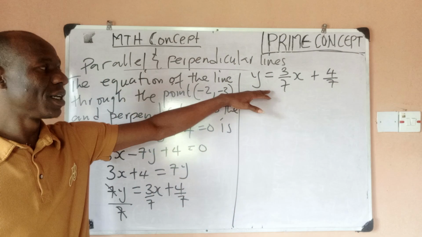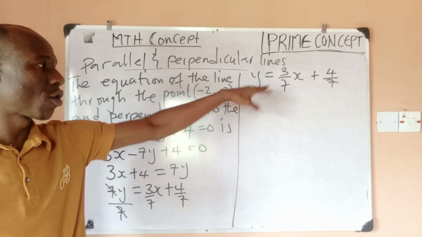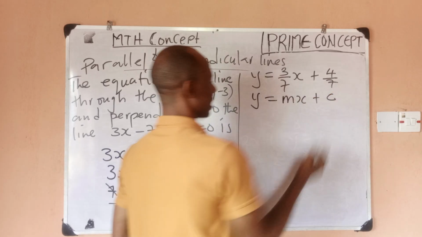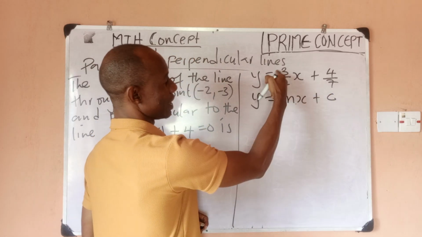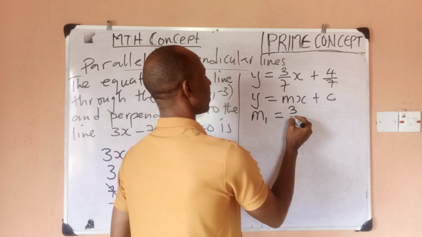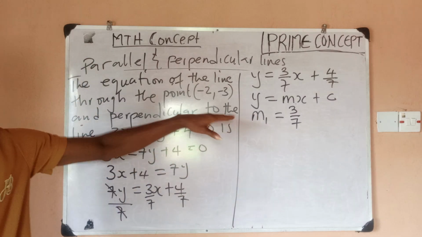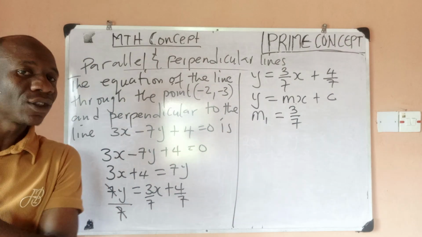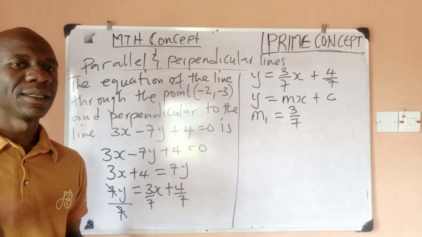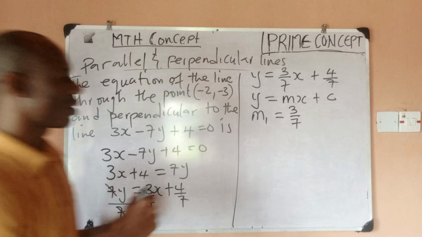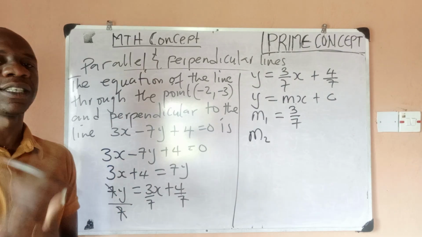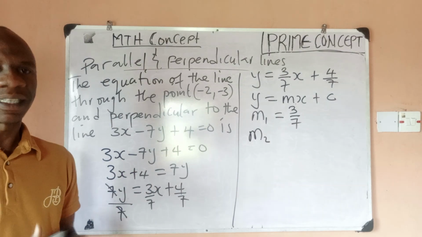Now, since I've made y the subject in the given equation, I'll compare it to the standard y equals mx plus c, and you can then conclude that the slope of this given line, which I'm going to call m1, is going to be 3 divided by 7. But is this what we are looking for? No. We want to find the equation of another line that is perpendicular to this one. So the slope of that other line that we want to find is important to us, which we're going to call m2. Now, what is the relationship between m1 and m2 since these two lines are perpendicular? I'm sure you know it, right? Yes, you are very correct.